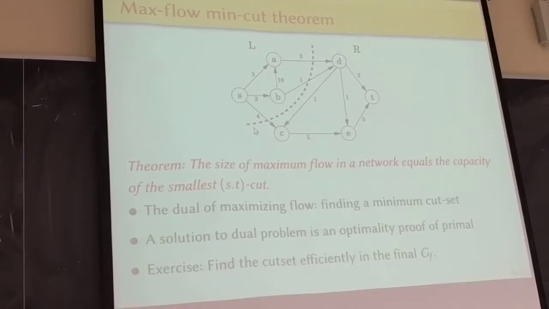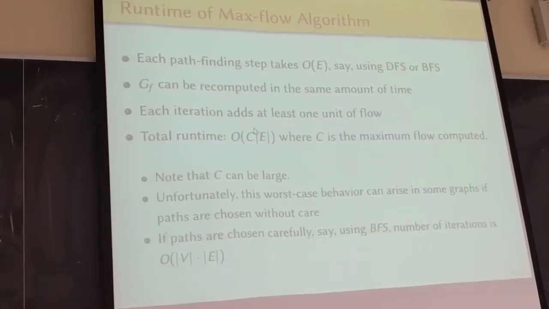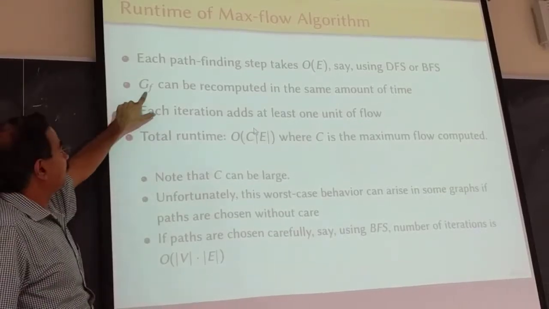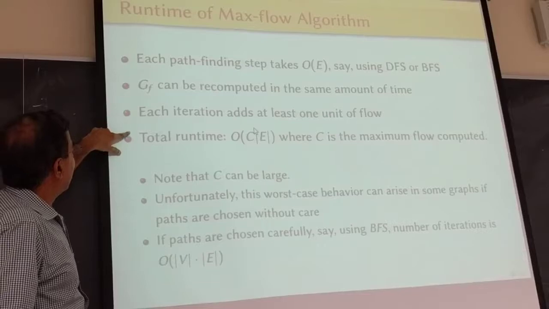Okay, so that's a theorem. It says the size of the maximum flow equals the capacity of the smallest cut. Now, what is the runtime? Each path finding takes some amount of time. If you use an algorithm like BFS, it's going to be linear time. And the adjustments to the graph to compute the new residual graph can be done in the same time, because once you find a path, all the adjustments are related to that path. So you don't have to change anywhere else.